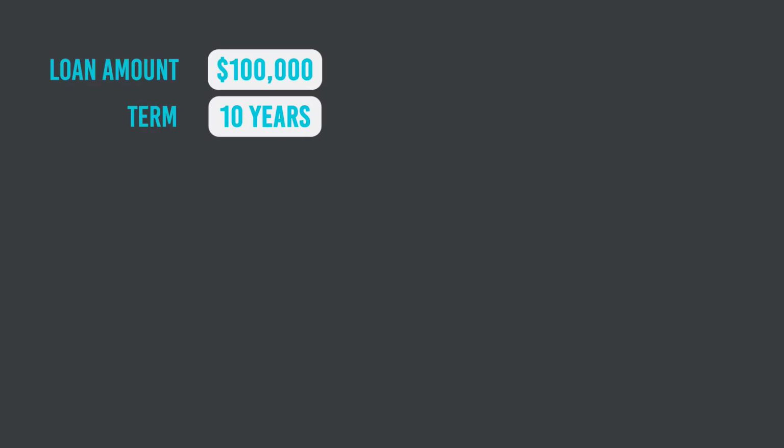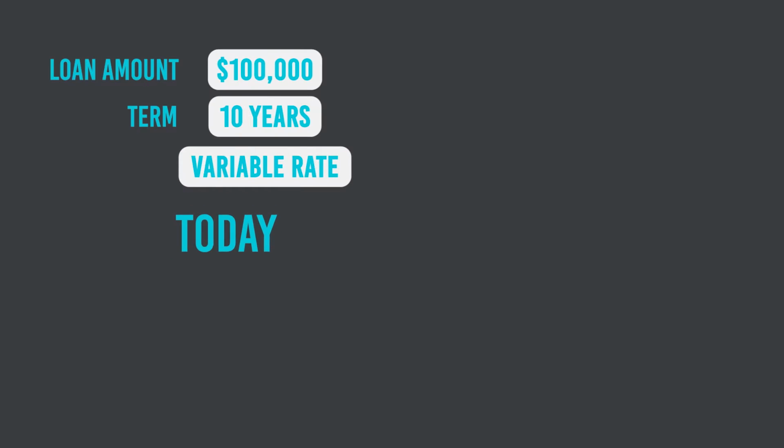Now let's say you have a variable interest rate student loan. Often, if you select a variable interest rate loan, it might start off with a lower interest rate than a fixed interest rate loan, but there's a risk that the payment will increase over time. Let's say you borrow $100,000 on a 10-year term with a variable rate.